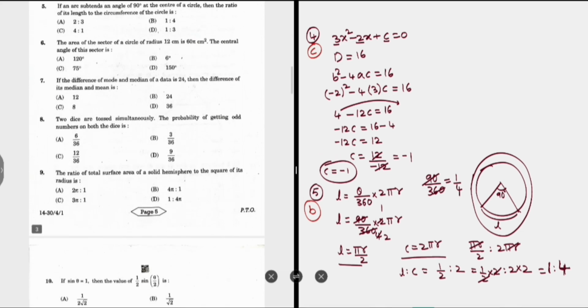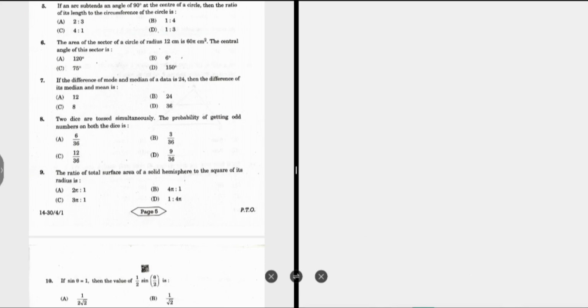Question number 6 is about the area of the sector of a circle of radius 12 centimeters, which is 60 pi centimeter square. In question number 6, the area of a sector is given. Let us write that: 60 pi centimeter square.